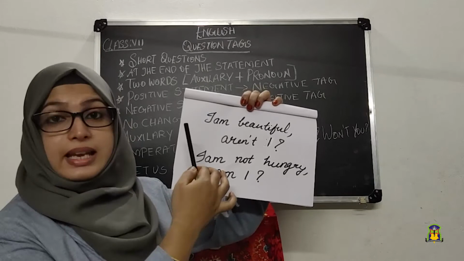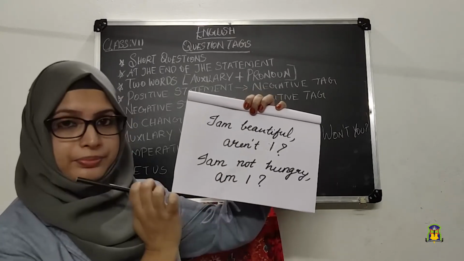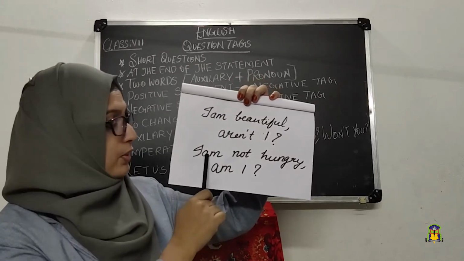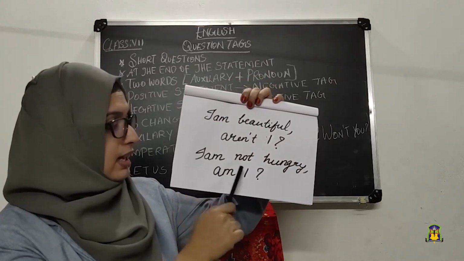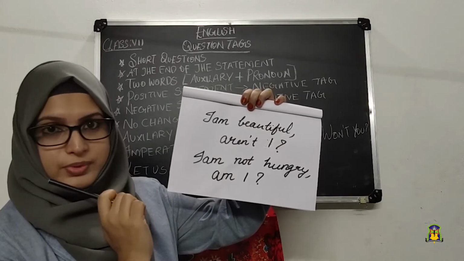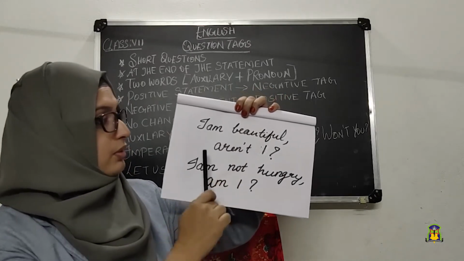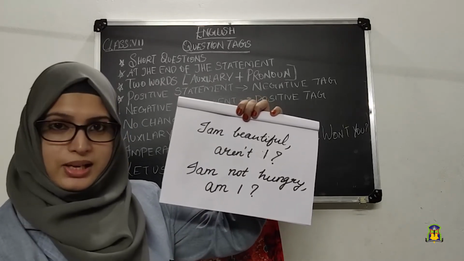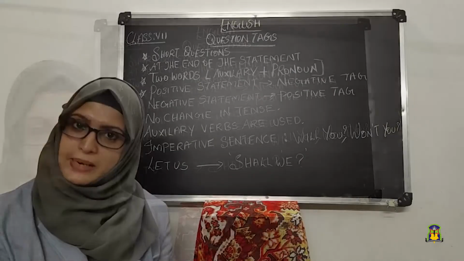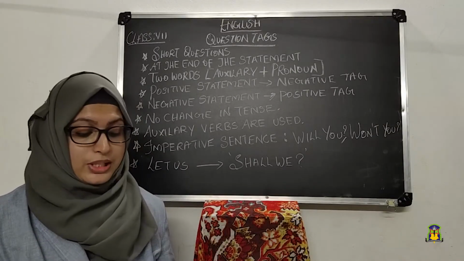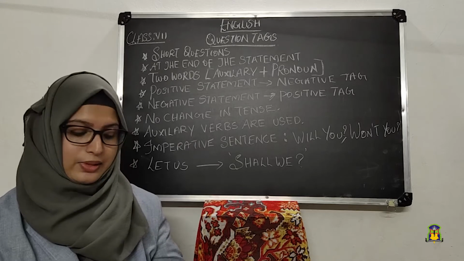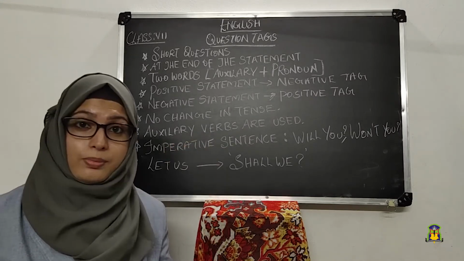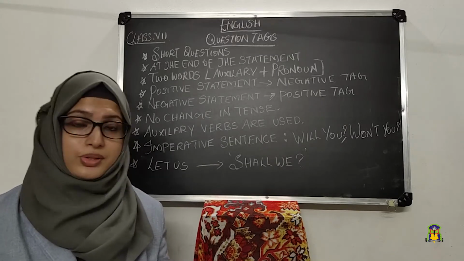If it is a negative statement, I am not hungry. I am not hungry, am I? We have to use the same auxiliary verb here and I as a pronoun. So aren't I for a positive statement, am I for a negative statement. Okay children, so let's see the next one. Tags come in the present tense itself, and in the past and future tense as well.